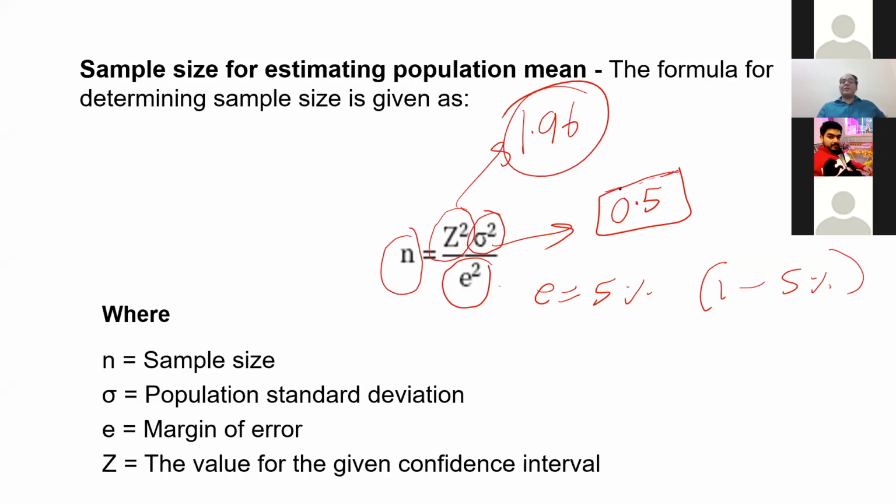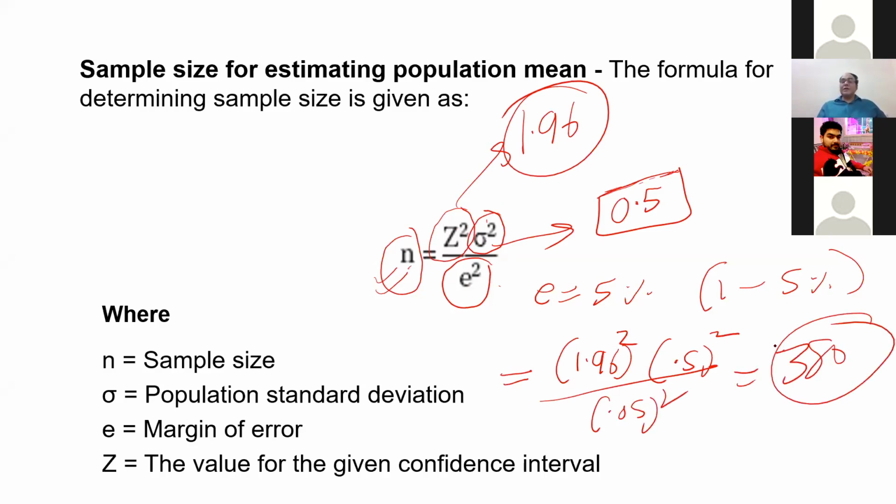With this variation we can find the value of n. Solving is not a problem. With these assumptions, if I calculate 1.96 squared times 0.5 squared divided by 0.05 squared, you will get a value of around 350 or something like that. So by changing the standard deviation, you can vary your sample size, because you cannot change this and you cannot change this.